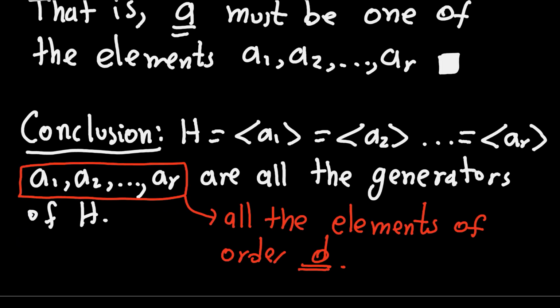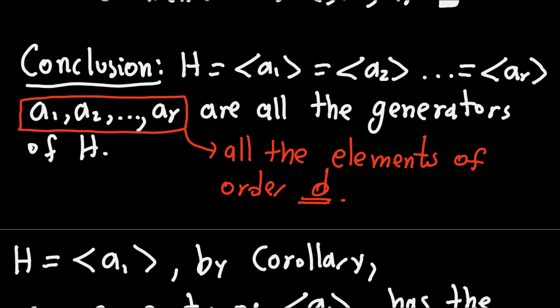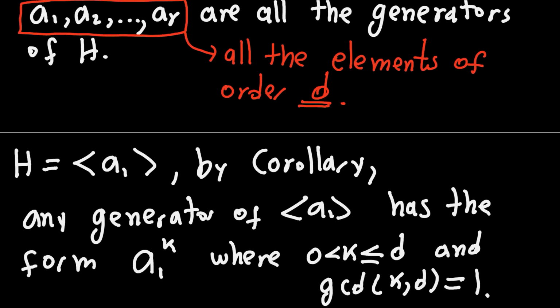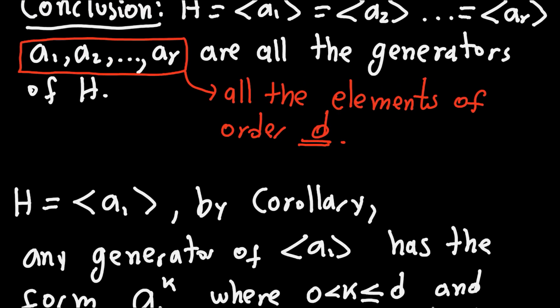So let's emphasize that idea here. The conclusion is that H is generated by all of those elements, and these, that's the important part, are all the generators of H. Now remember what this list initially is. This list is all the elements of order D. So we just have proof that all the elements of order D are exactly all the generators of the subgroup H. All right. Now, I have here the list of elements of order D.